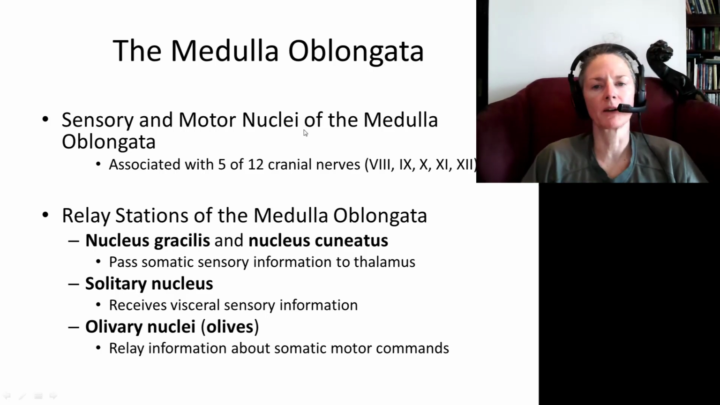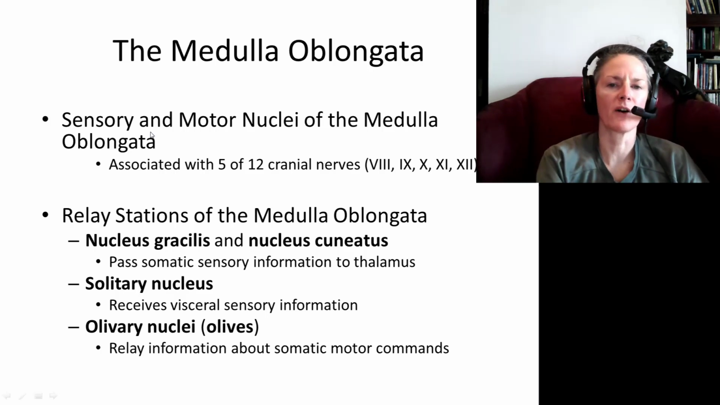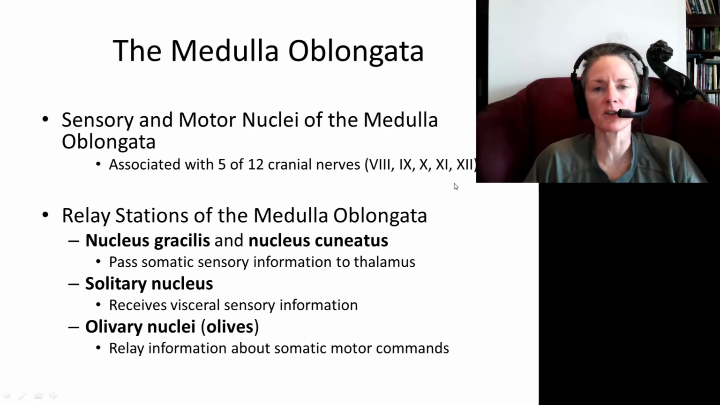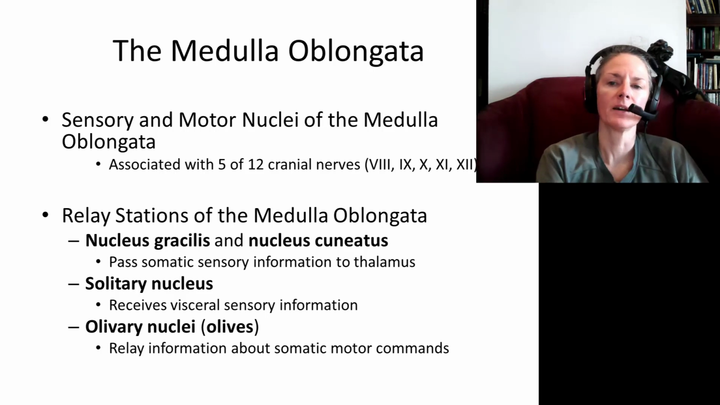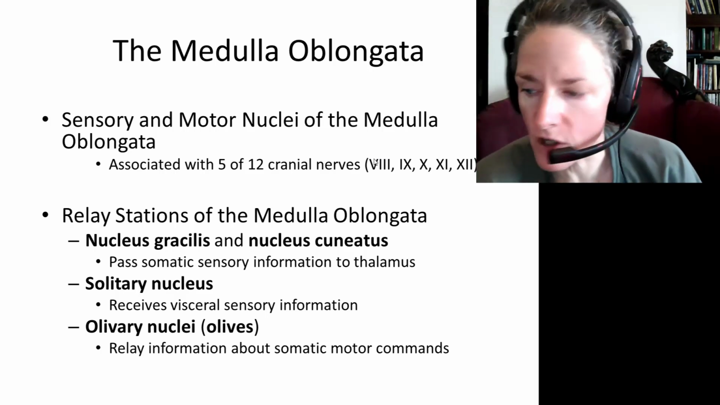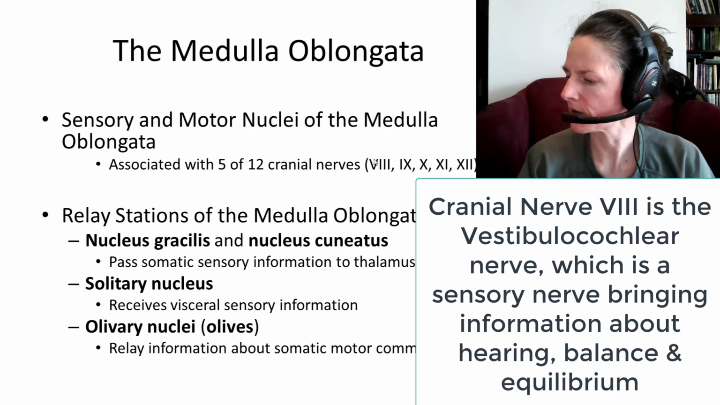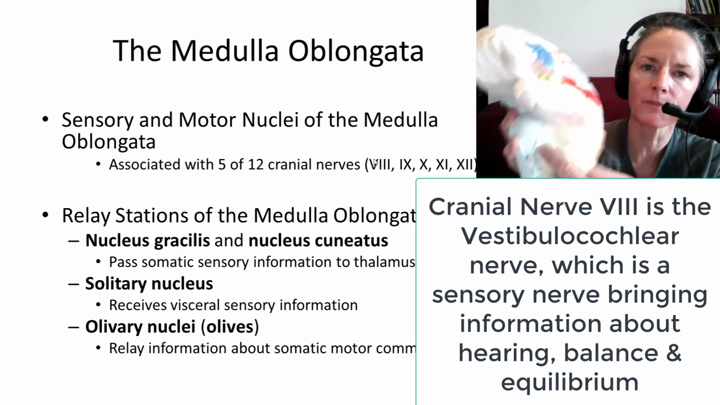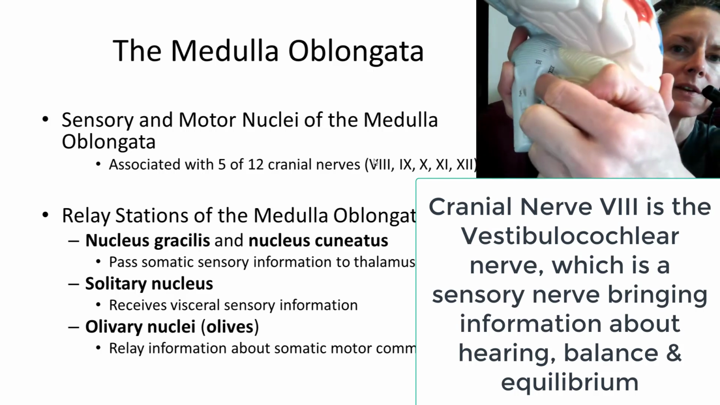Attached to the medulla oblongata, we have cranial nerves 8 through 12. Why it says 5 here, I'm not really sure, but 8 through 12 will be attached to the medulla oblongata. And I should say 8 here is actually on the lateral border between the medulla oblongata and the pons. So it's found right at the junction. If I were to show it here, you could see it's right here. So it's right at the junction.